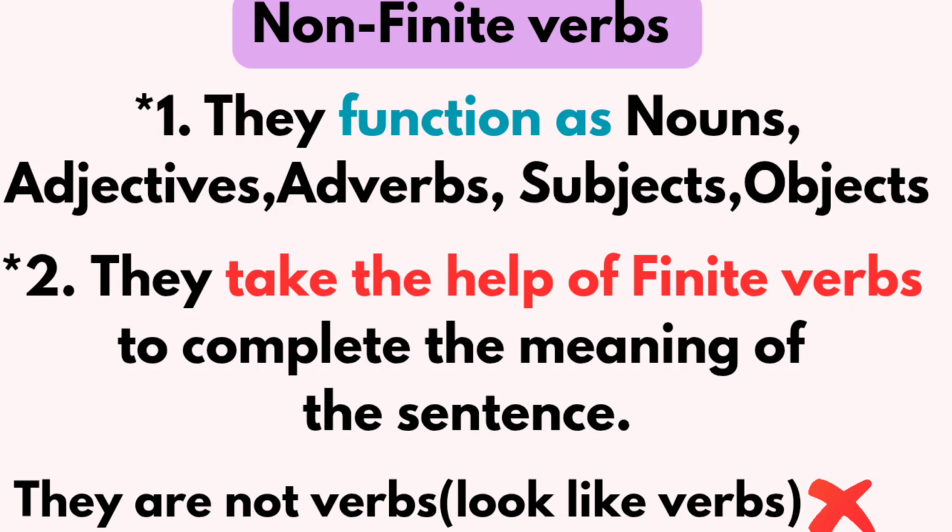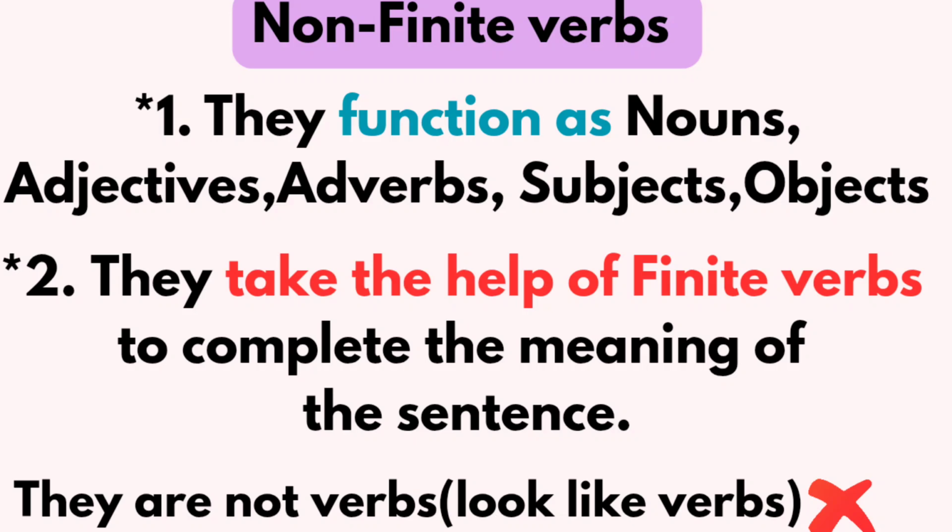Second point, they take the help of finite verbs to complete the meaning of the sentence. We need to use finite verbs in order to complete the meaning of the sentence. They look like verbs, but they are not verbs. They are derived from verbs, but they are not verbs. They have different functions. Remember, non-finite verbs play the role of nouns, adjectives, adverbs, subjects, objects.